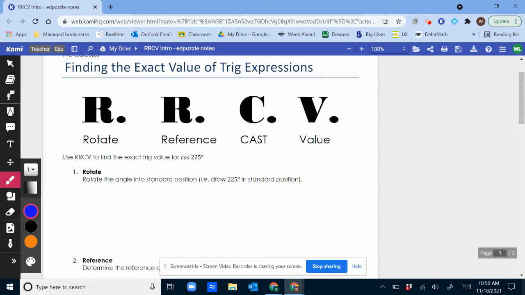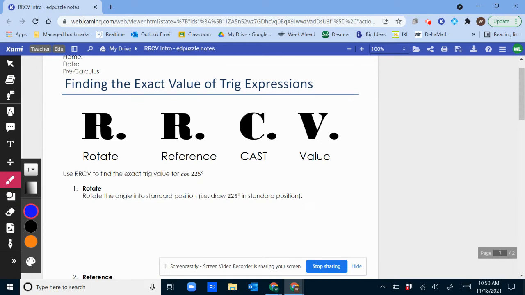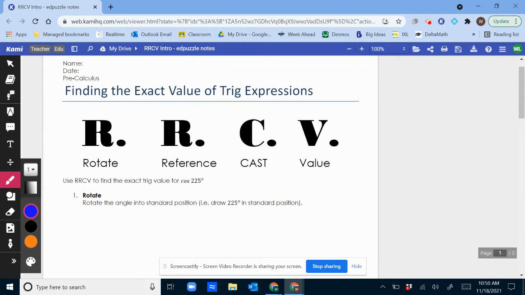Hey guys, today we're going to talk about a process called RRCV. This is an acronym, and we're going to go through what each letter in that acronym stands for. But first, what is this actually used for? This is used for finding the exact value of trig expressions.